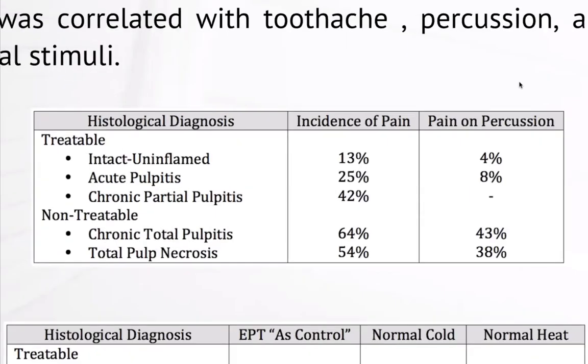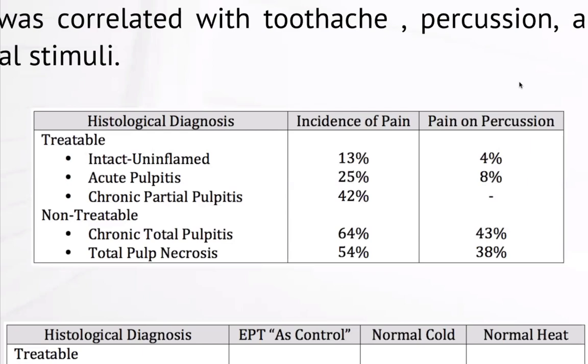Another very important classical study by Seltzer in 1963. They wanted to see the correlation between diagnostic data and actual histological findings. They did 166 teeth they extracted, and the reference also was histology. And I'd like to share with you two tables. On the left, you have treatable and non-treatable. Treatable basically is reversible. Non-treatable is irreversible.